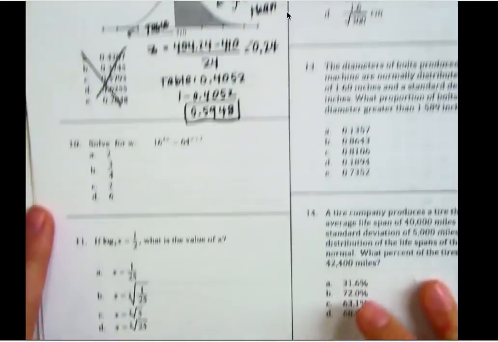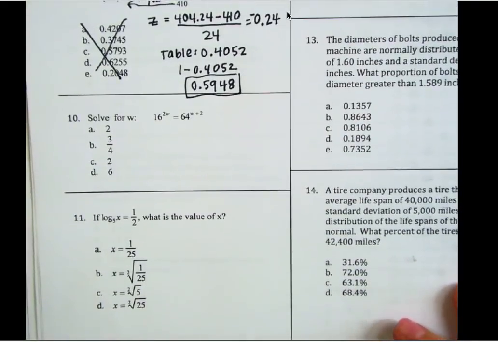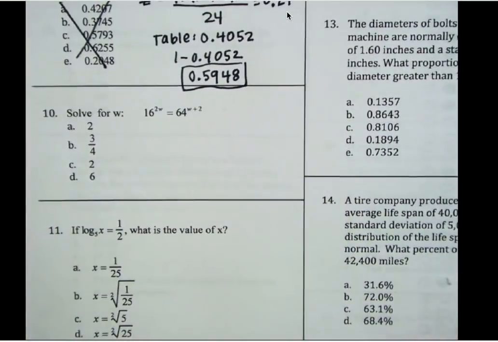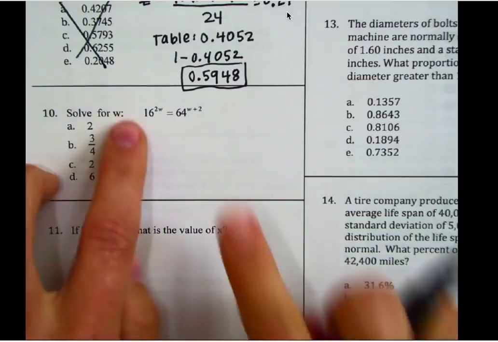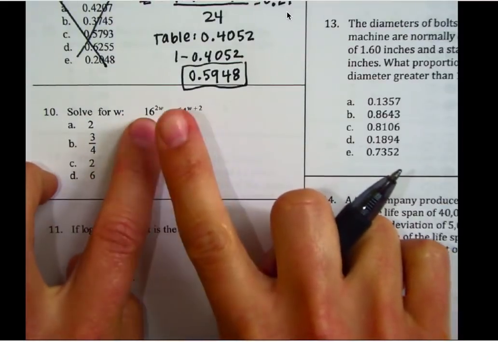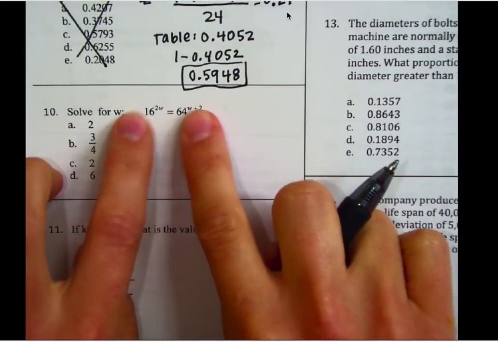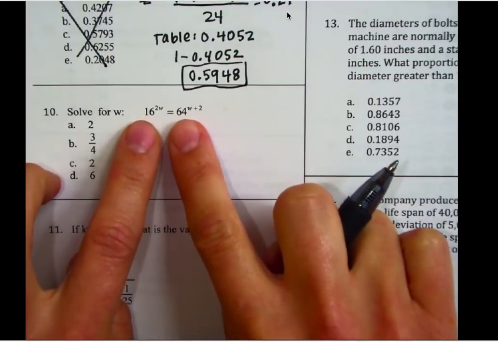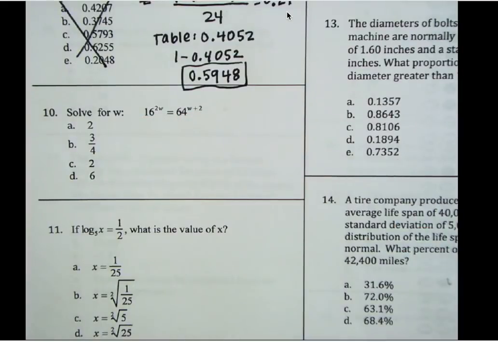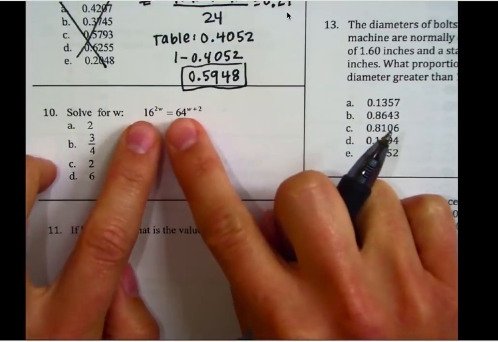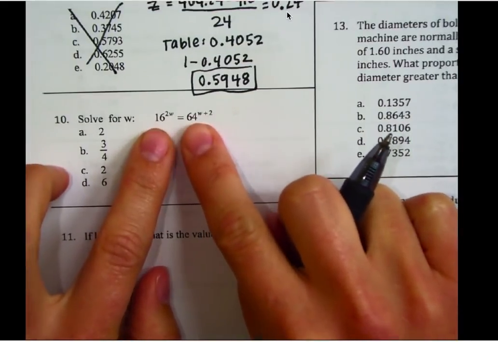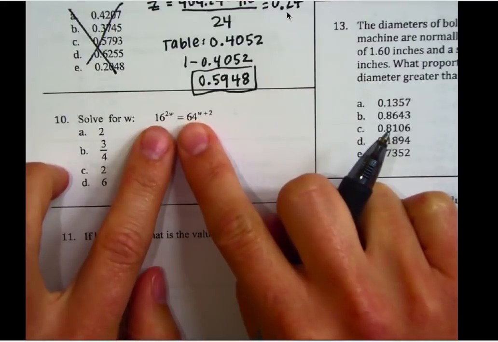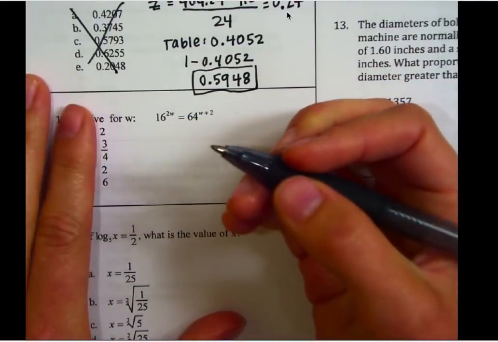Okay, number 10. We are going to be solving for w, so this takes us back to previous units where we worked on exponential equations. So when you have the base of 16 and 64, we have to think of how we can rewrite these numbers to have the same base. So we're going to rewrite these as exponents with the same base. A good base to choose would be 4.